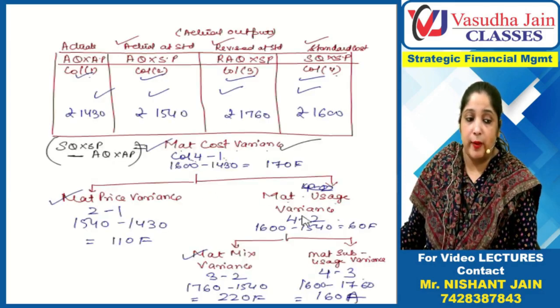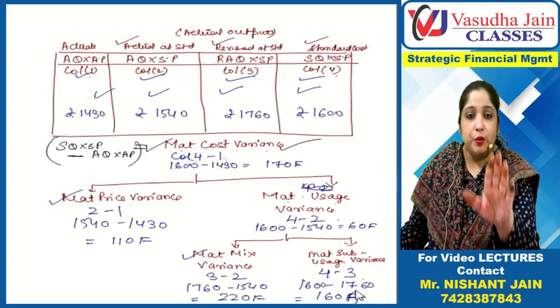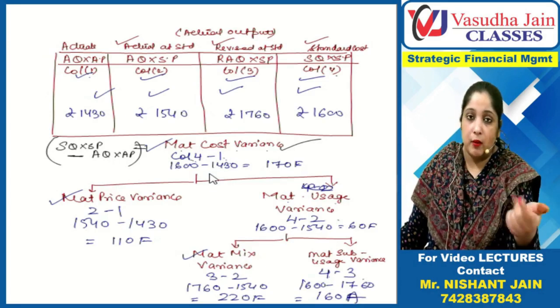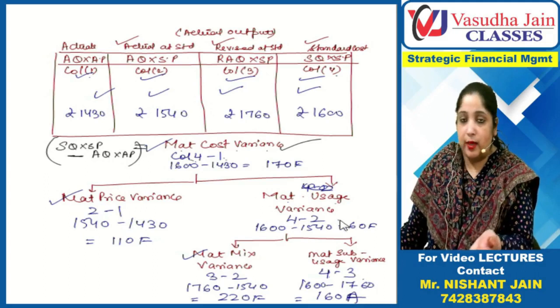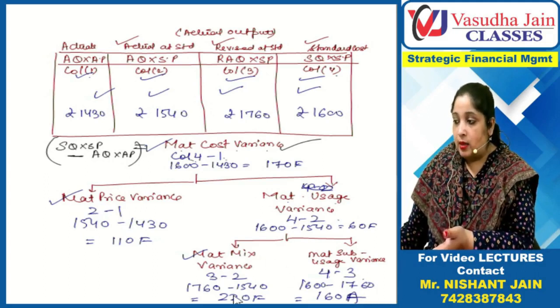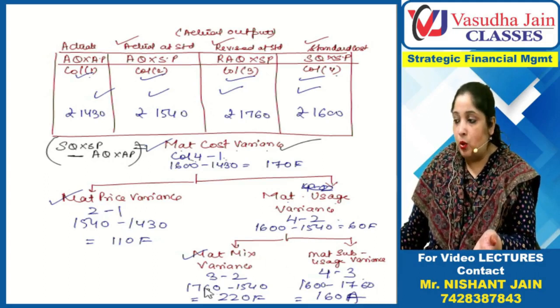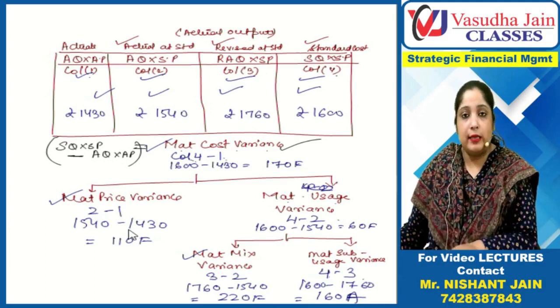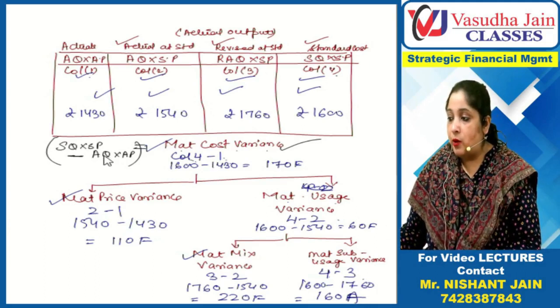Column number 4 minus 1, 4 minus 2, 4 minus 3. After doing 2, 3 questions, this will be like a smooth cakewalk. It will be like 4 minus 1, 4 minus 2, 4 minus 3 on the right hand side. Then what comes before 3? 2. What comes before 2? 1. That's it. Okay. So 4 minus 1, what is the formula?